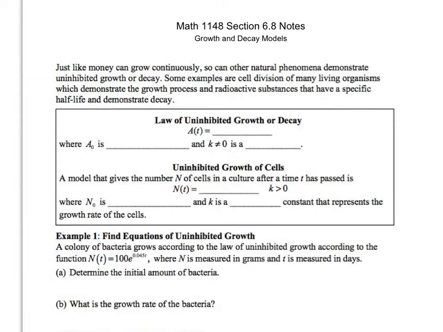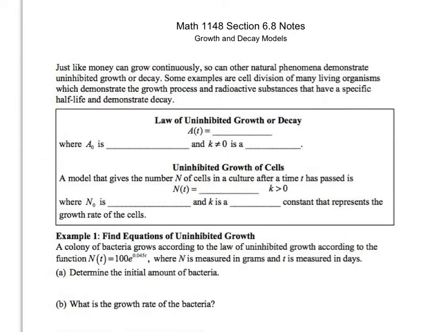Okay, so we're going to look for some different examples of some different growth and decay models in section 6.8. We've already seen how money can grow exponentially, how it can grow at certain time periods, and how it can grow continuously. So in section 6.8, we're going to look at a lot of things that grow and decay continuously. The first law we're going to look at is what's called the law of uninhibited growth.